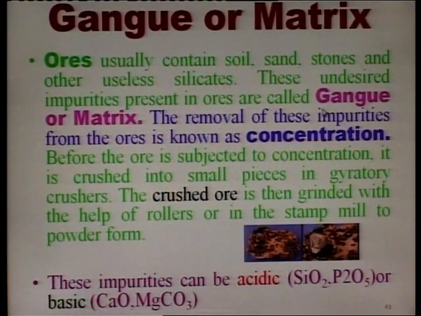These impurities can be acidic or basic. Acidic impurities like SiO2, P2O5, or basic impurities like calcium oxide CaO and MgCO3, magnesium carbonate.